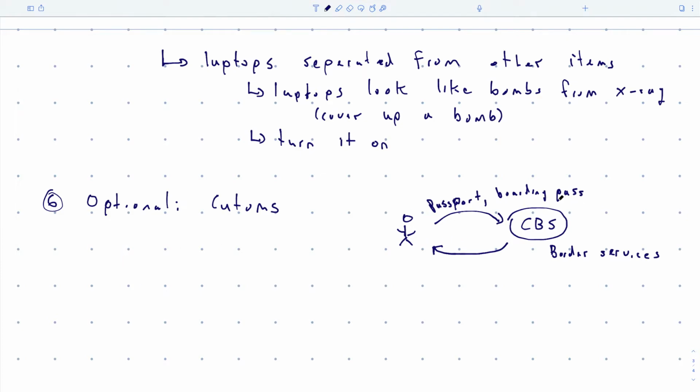So in addition to the passport and boarding pass, they might want travel documents. They might want to know, hey, you booked a hotel and how long you're staying and things like that. In extreme circumstances, they might ask for a phone or electronic device. I'll just write phone.